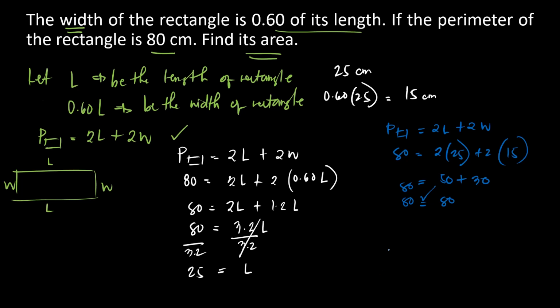Now, the question is, find the area. What is the area of a rectangle? What is the formula? Area is equal to length times width. Our length is 25 times the width, which is 15 centimeter. Get the product, you will get 375 square centimeter. Since ang area na pinag-uusapan natin, so naka-square na siya.